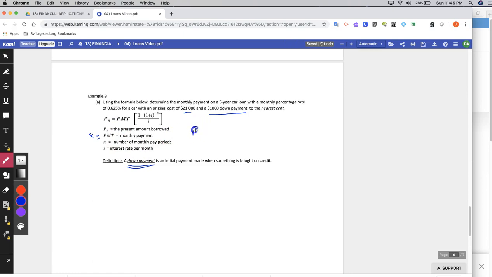So the first part, again, is our P sub N, which is the present amount borrowed. And again, you have to be careful here. Because of the down payment, the original cost of the car is $21,000, and if no down payment was made, then this would be our P sub N. But since an initial payment of $1,000 was made, the amount borrowed is going to be the difference of the two, and it's going to be just $20,000.